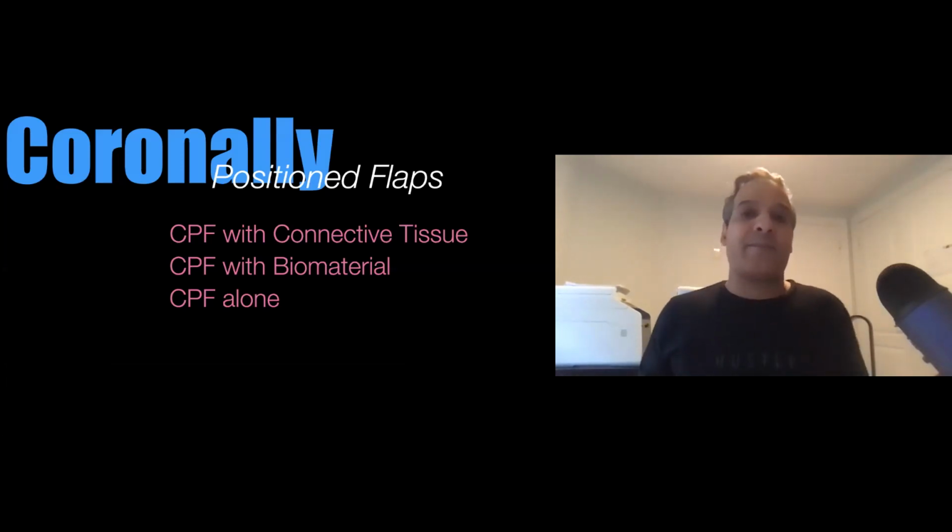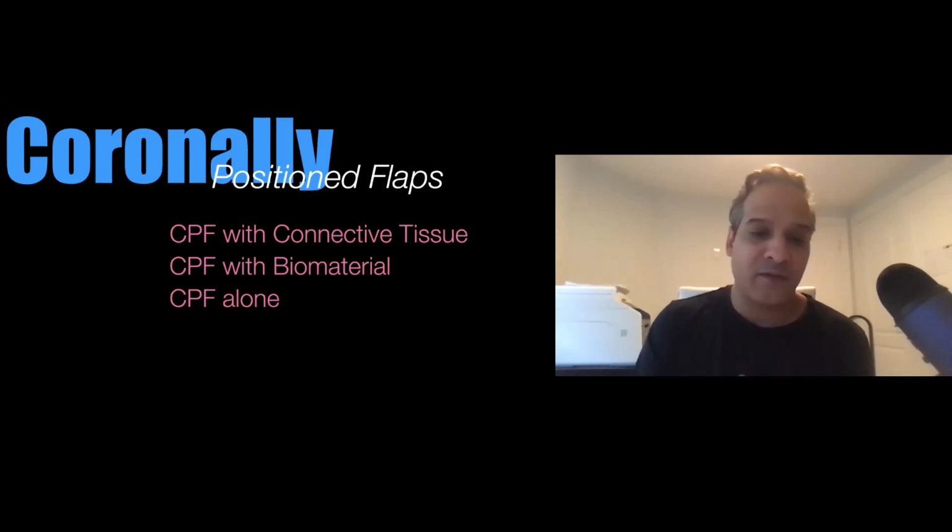So the next type of graft I'll talk about is coronally positioned flaps. So when I do grafts for root coverage, they usually fall into three main categories.